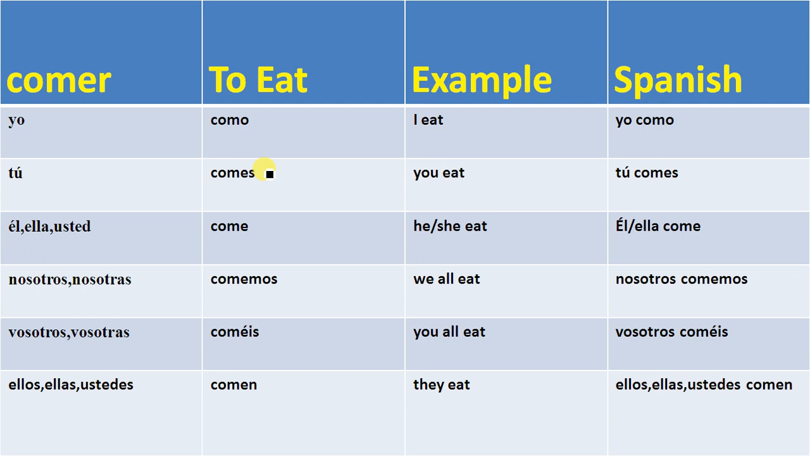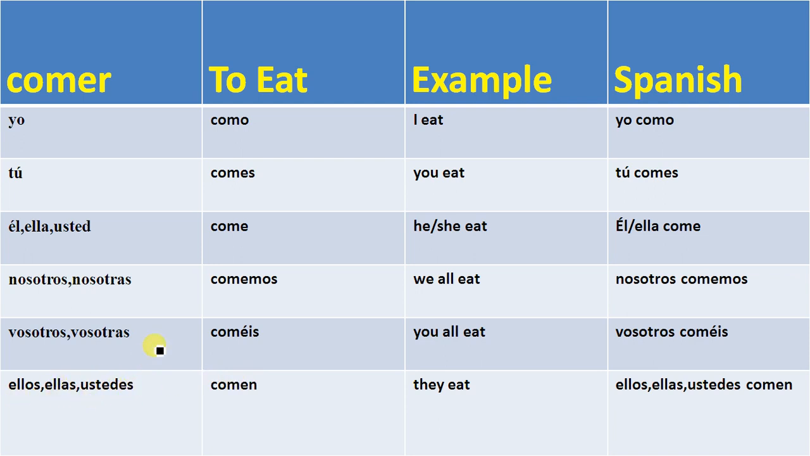Now we are talking about the verb comer. So every verb, as I said, has 6 forms to use with different pronouns. Okay. The verb comer means to eat, so it has 6 forms: como, comes, come, comemos, coméis, and comen. Repeat once: como with yo, comes with tú, come with él, ella, usted, comemos with nosotros and nosotras, coméis with vosotros and vosotras, and comen with ellos, ellas, and ustedes.